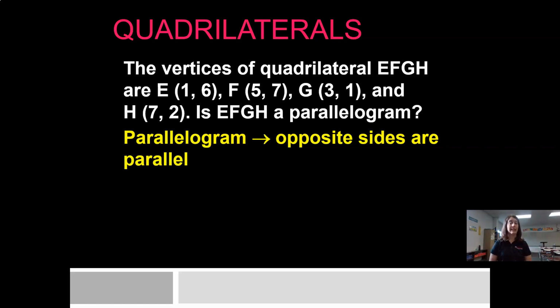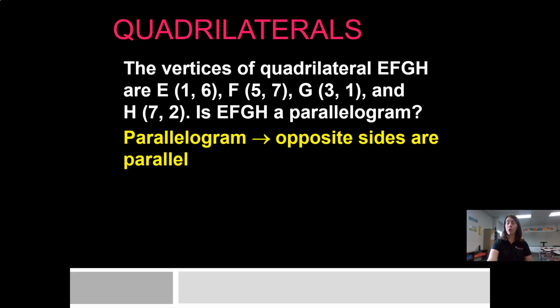So to graph (1, 6), you would need to go right 1 and then up 6 spaces. Then you would put a dot and you could label that with the letter E. The second one for F, I would go right 5 and up 7, and you could proceed to do that for letters G as well as for letter H.